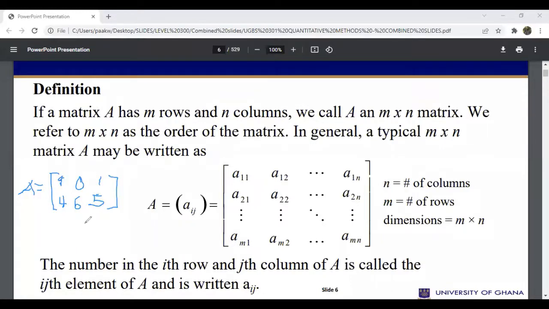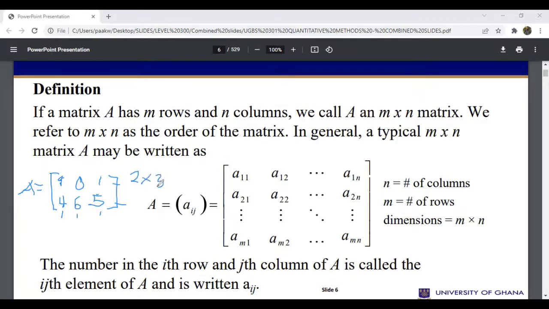So who can give me the dimension of this one? I think it's 2 by 3. Yes, this one is 2 by 3 because you first consider the number of rows, and secondly, the number of columns. The rows are 2, so we have 2 here. The columns are 1, 2, 3.